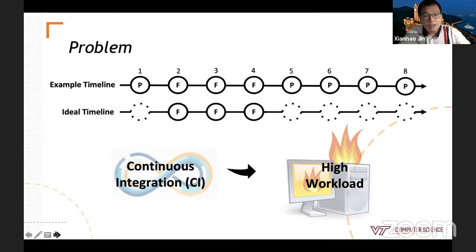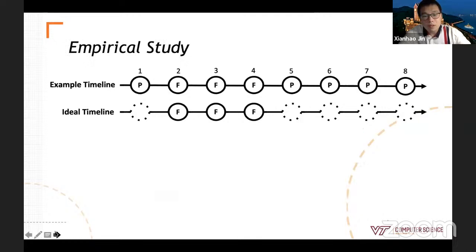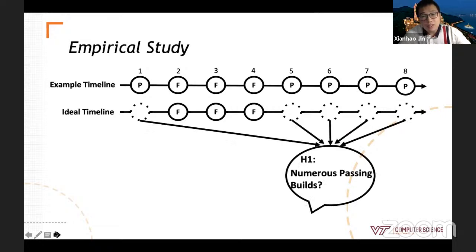This ideal timeline is the perfect situation to save effort. Skip every passing build and execute all failing builds. We depict the skip build with a dashed circle. To reduce the cost by skipping passing builds, first, we want to identify how prevalent are passing builds. We hypothesize that most builds in CI return a passing result. If this is true, they will show an opportunity for strong savings in build effort.